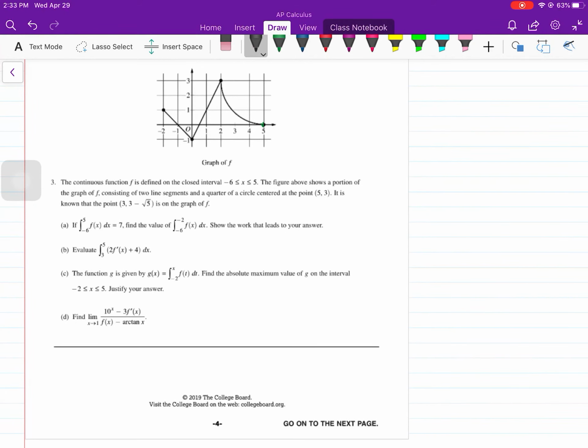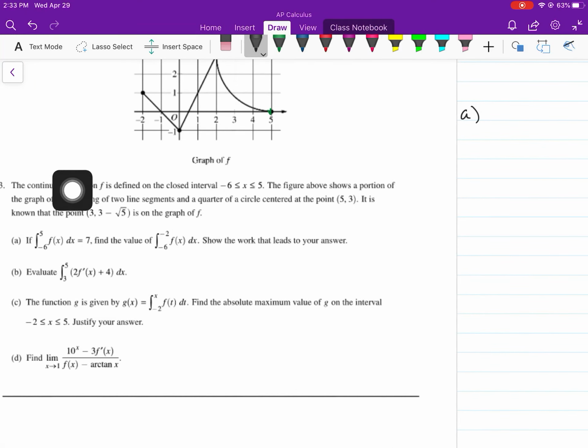So let's go ahead and go through this problem. And we'll start with part A. Let's go ahead and read through it. So we have the continuous function f defined on the closed interval -6 to 5. The figure above shows a portion of the graph of f consisting of 2 line segments and a quarter of a circle. That was the part I messed up when I first was reading through this. And it's centered at (5, 3). It is known that the point (3 - √5) is on the graph.